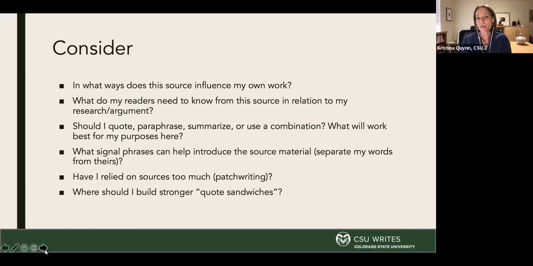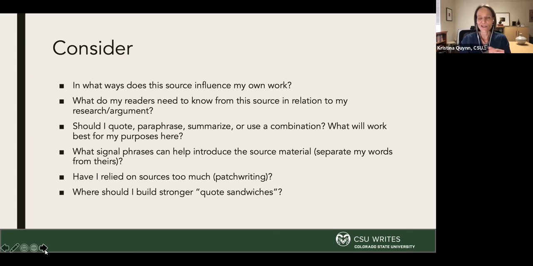Have I relied too much on sources? Those are great questions. Patch writing, for those of you who are finding yourself patch writing, one of the ways is to start looking and seeing what pulls them apart just a little bit. How is it that you're understanding the connections between those ideas from others, and see if you can include some of that. And where should you build stronger quote sandwiches?